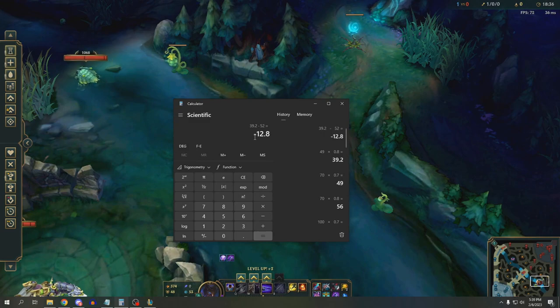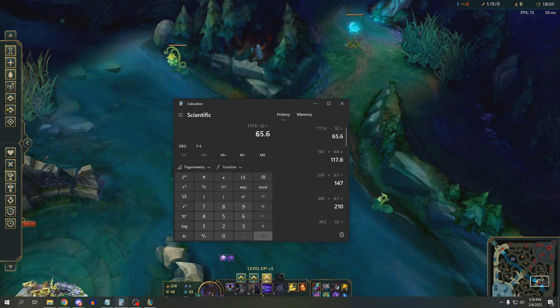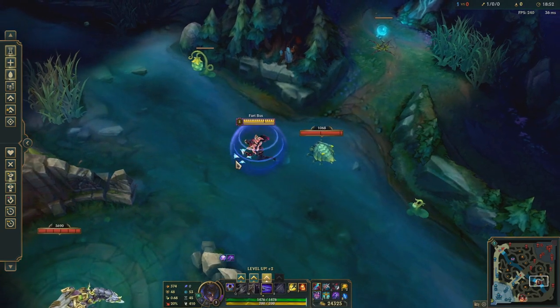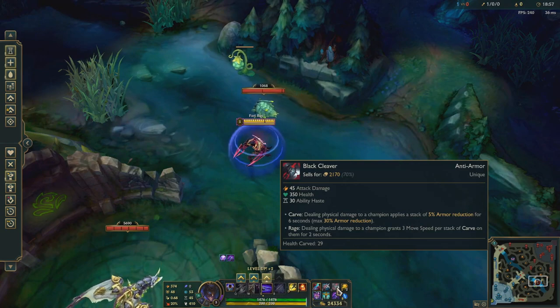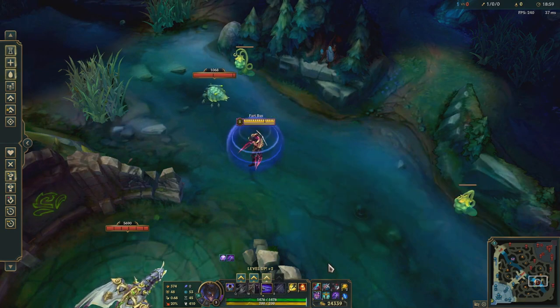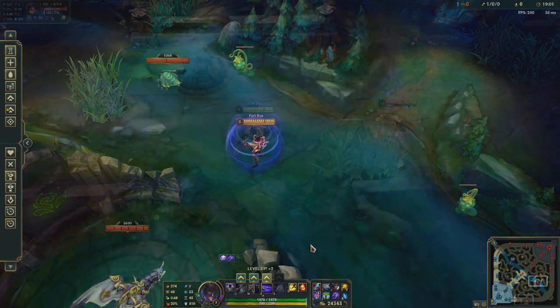So let's try this with 300. Black Cleaver, LDR, Eclipse, lethality. Now a 300 armor target has become 65.6 armor. And now you can see the utilization of Black Cleaver into very tanky comps, because you can actually reduce them to an ADC's armor at like level 10.